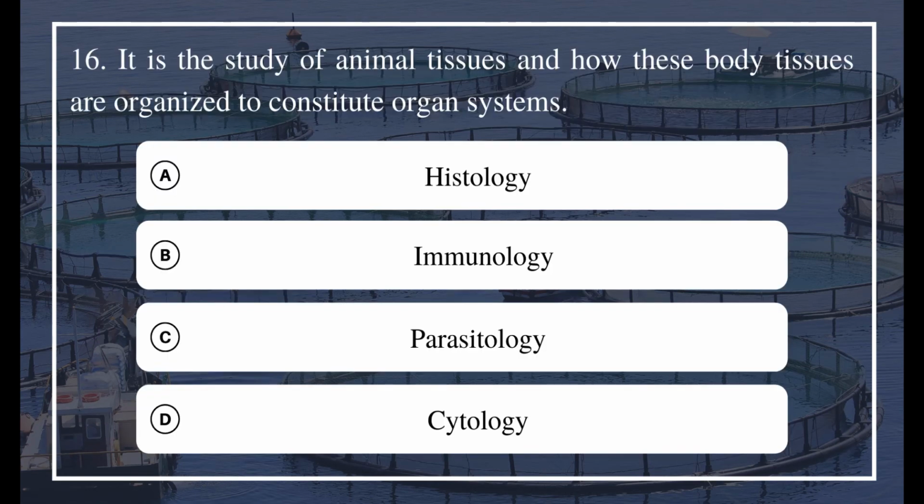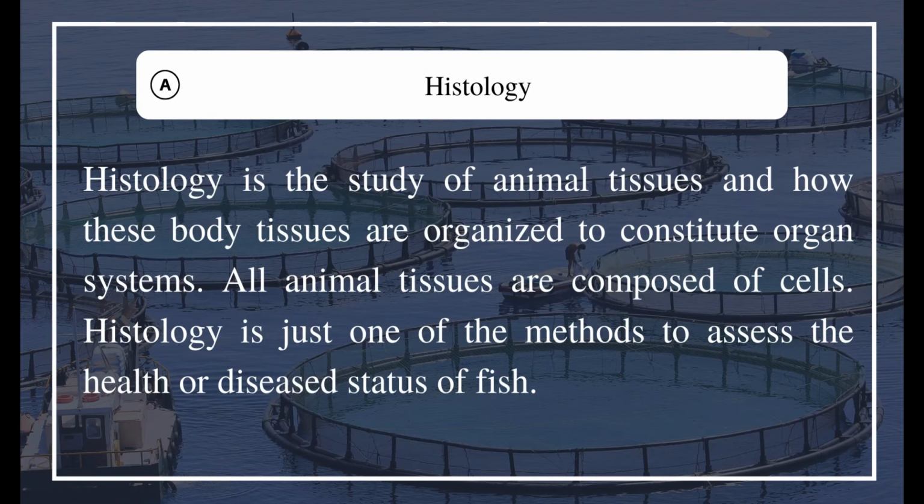16. It is the study of animal tissues and how these body tissues are organized to constitute organ systems. A. Histology. B. Immunology. C. Parasitology. D. Cytology. The answer is A. Histology. Histology is the study of animal tissues and how these body tissues are organized to constitute organ systems. All animal tissues are composed of cells. Histology is just one of the methods to assess the health or diseased status of fish.